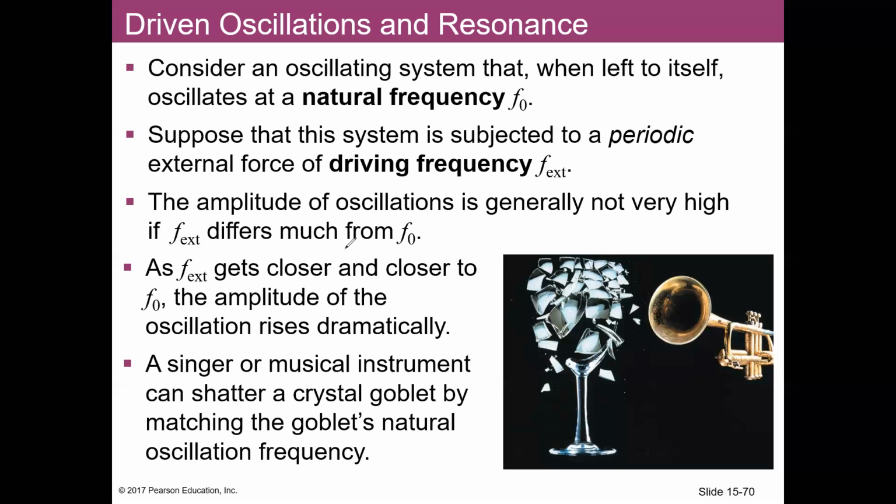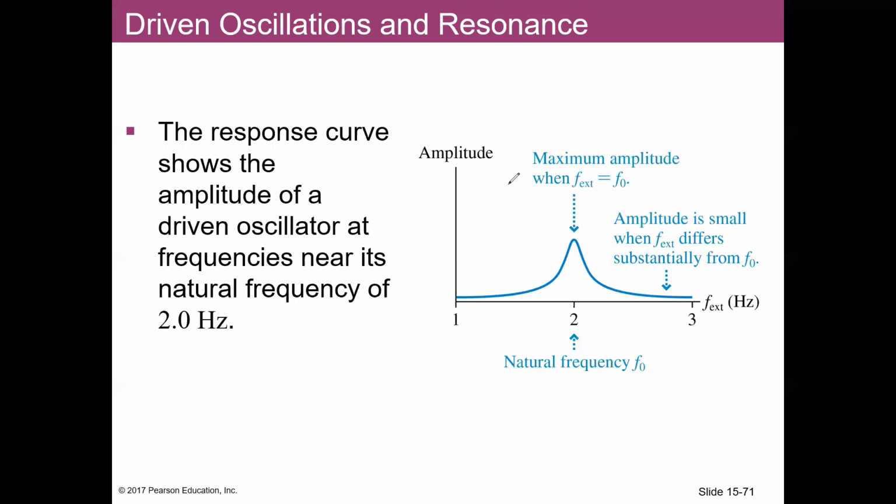So we're going to look at a graph here of amplitude as a function of external frequency. So this is a different graph than what we've been seeing. What it shows us is that, for instance, if you take a mass on a spring and you wiggle it very slowly, let's say you're holding the spring and the spring is a vertical spring and it's got a mass attached to it at the bottom.